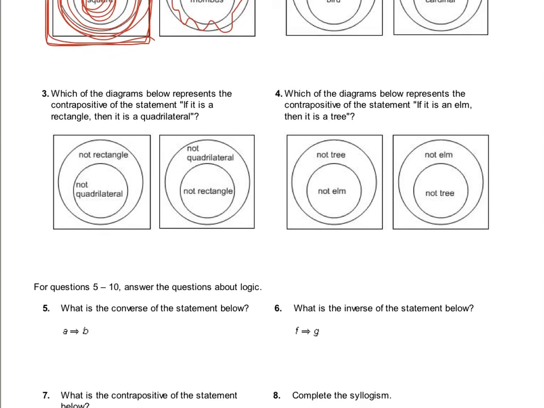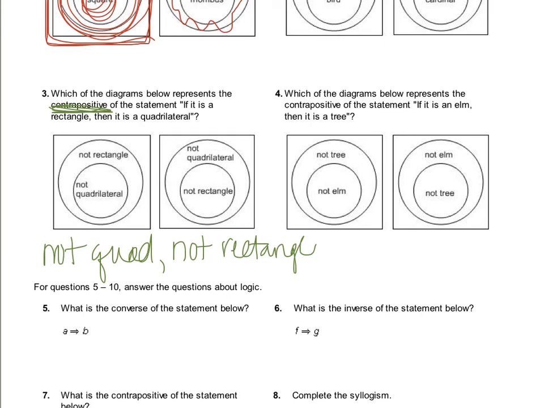Looking at number 3, you've got to be careful and really pay attention to what they're asking you. It says, which of the diagrams below represents the contrapositive of the statement, if it is a rectangle, then it's a quadrilateral? Before we can figure this out, we have to first figure out what the contrapositive is. Contrapositive says that we flip it and we make them both not. So it would be: if not a quadrilateral, then not a rectangle. That's the answer we're looking for. Again, whatever comes first is what goes on the inside, so that makes the one on the left the correct answer.